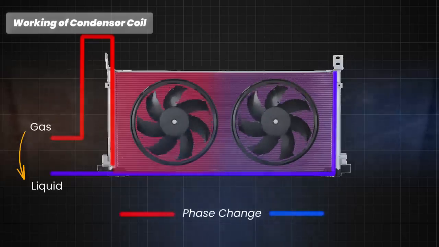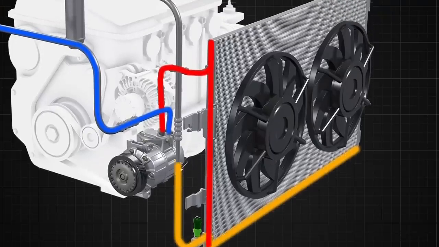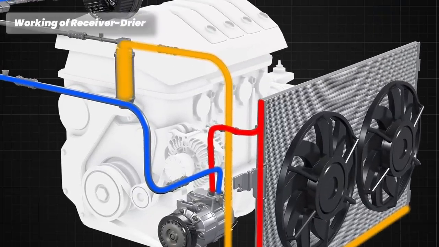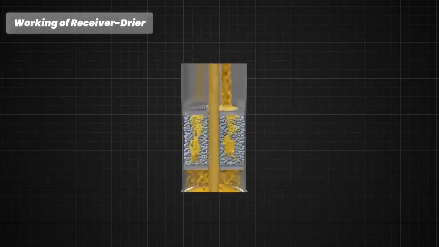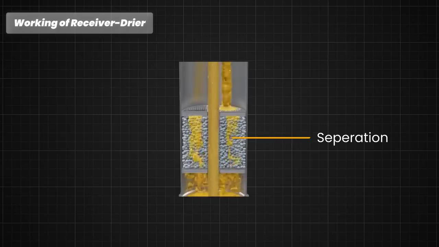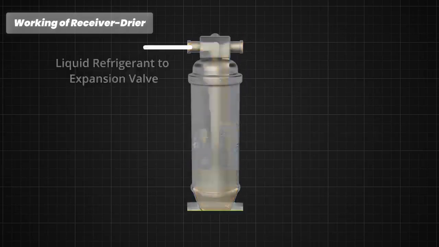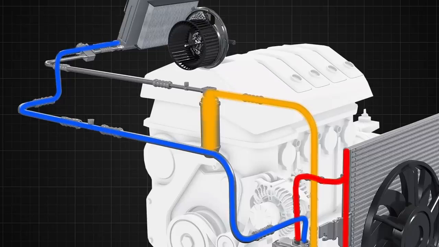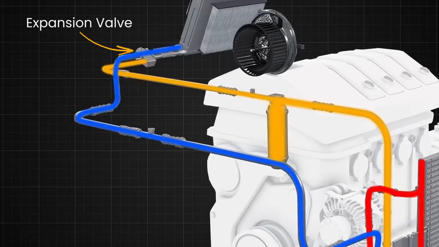This is called phase change. This phase change occurs because the refrigerant's temperature drops below its condensation point as it releases heat. The cold refrigerant is now cycled back through the receiver dryer. The receiver dryer helps separate any remaining gas from the liquid refrigerant. The internal structure of the receiver dryer facilitates this separation, ensuring that only liquid refrigerant flows to the expansion valve. The filtered, moisture-free, and high-pressure liquid refrigerant exits the receiver dryer and flows towards the expansion valve.